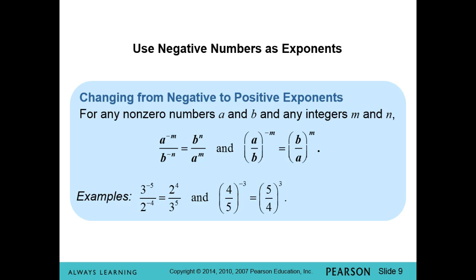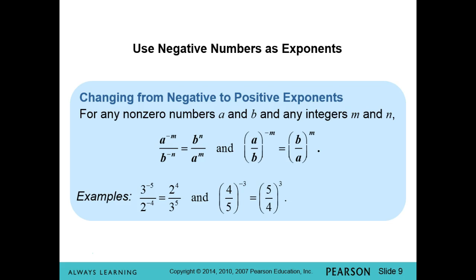Okay? Now this one, see, they're telling you this now after we've already done the examples. Okay? A over b to the minus m is the same as flip those, b over a to the positive m.